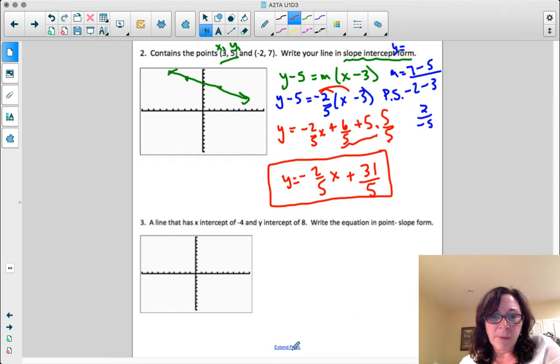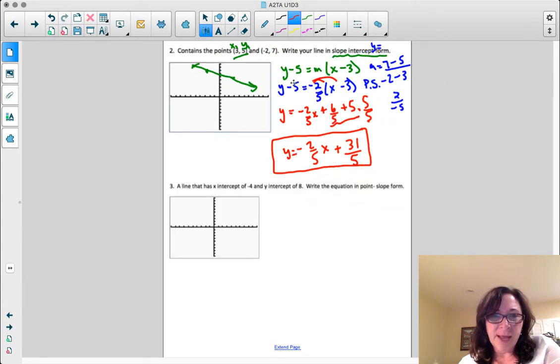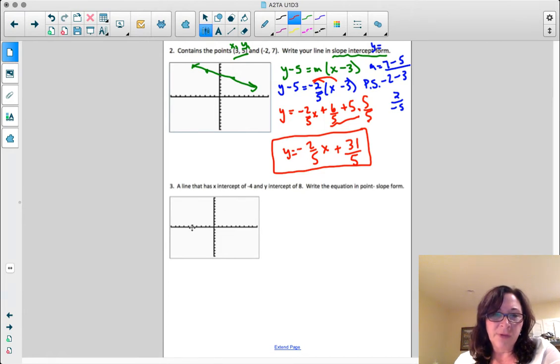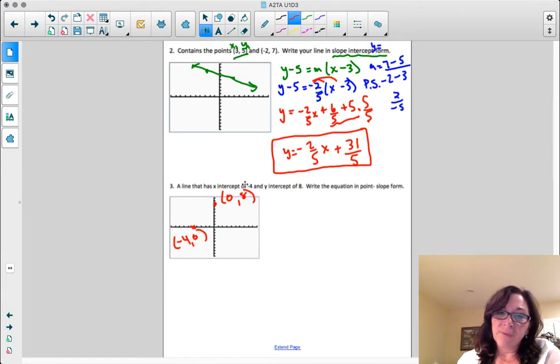So the next problem that we have is a line that has an x-intercept of negative 4. So that's going to be over here, at negative 4, 0. And a y-intercept of 8. That's going to be right here at 0, 8. Write the equation in point slope form. Again, as soon as they give you a point, we're going to put it in point slope form.